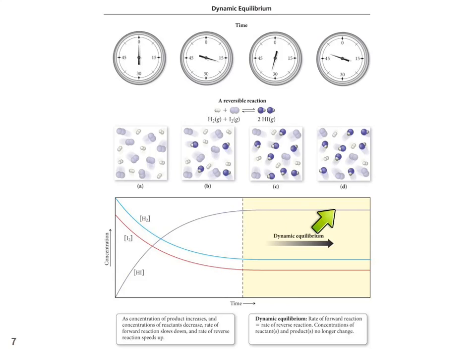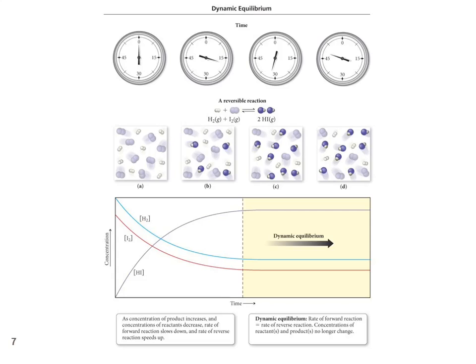And now, as time goes on, the concentrations of reactants and products are not changing. And the reason for that is because the rate of the forward reaction is equal to the rate of the reverse reaction. It's not that the reaction stops or is finished, but because these concentrations remain constant, the rates of the forward and the reverse reaction remain constant.